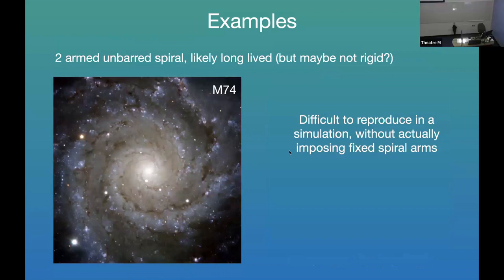So in terms of two-armed spirals, I'll talk about M51. M74 is a bit of an anomaly, if you like, in that it's a two-armed unbarred spiral. It doesn't seem to have a companion or a bar, so it's difficult to explain without invoking density wave theory, where you have fixed or rigid spiral arms.